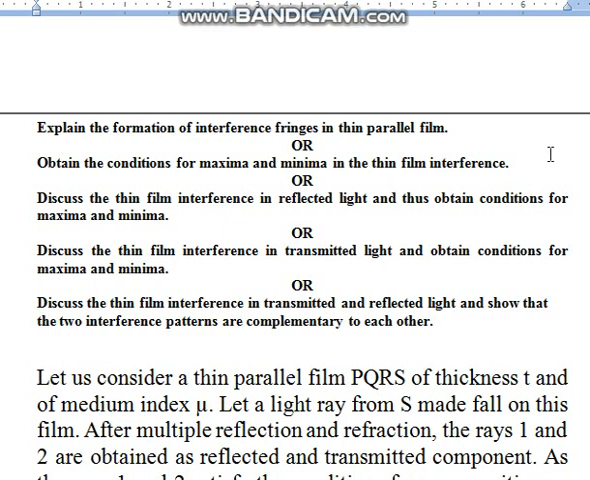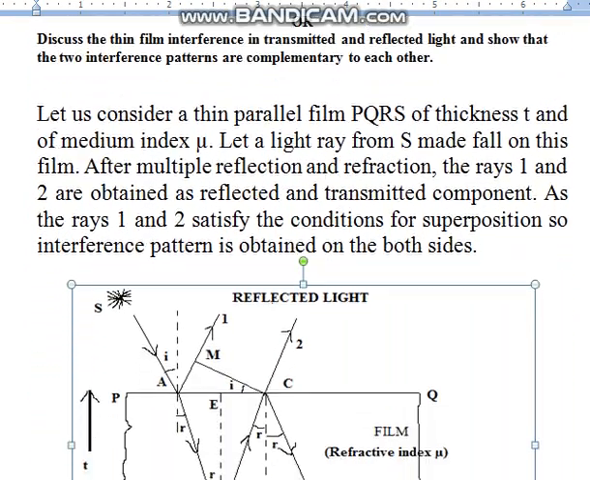In all the questions you have to solve for the reflected light or the transmitted light, and basically obtain the conditions for maxima and minima. The last question is very important. In this question you have to solve both cases, transmitted as well as reflected, then compare the results and show that the conditions are complementary to each other. So basically we will solve the problem for the conditions of maximum intensity and minimum intensity. Let's see the figure.